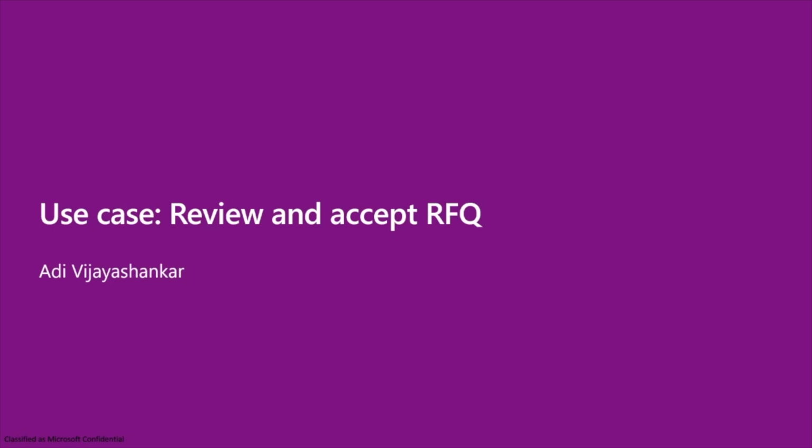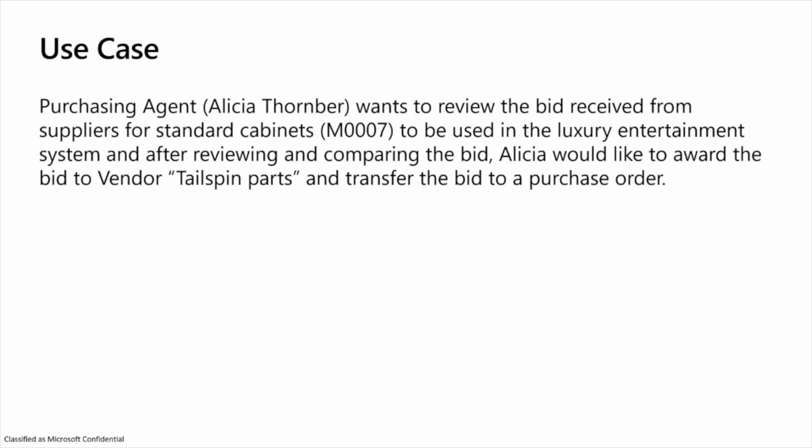Thanks, Hiren. So let's look into the use case of reviewing and accepting the RFQ. Purchasing agent Alicia wants to review the bid received from suppliers for standard cabinets M0007 to be used in the luxury entertainment system. And after reviewing and comparing the bid, Alicia would like to award the bid to vendor Tailspin Parts and transfer the bid to a purchase order.